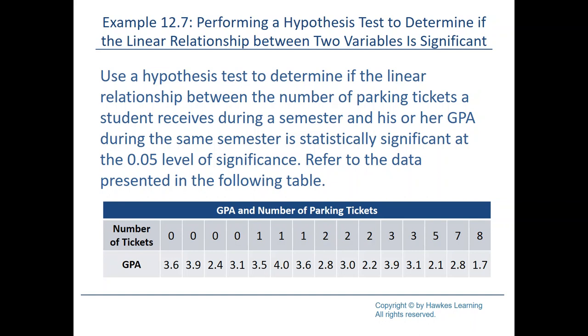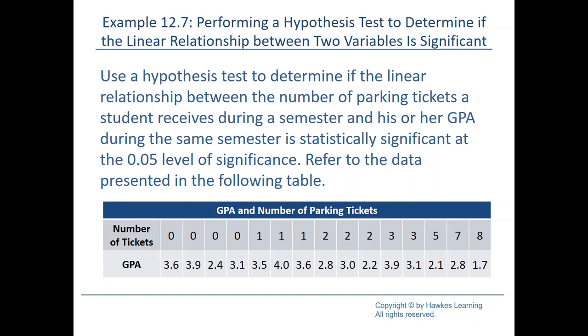So we're going to use a hypothesis test to determine if the linear relationship between the number of parking tickets a student receives during a semester and his or her GPA during the same semester is statistically significant at a 0.05 level of significance. And we're going to refer to the data in the following table.